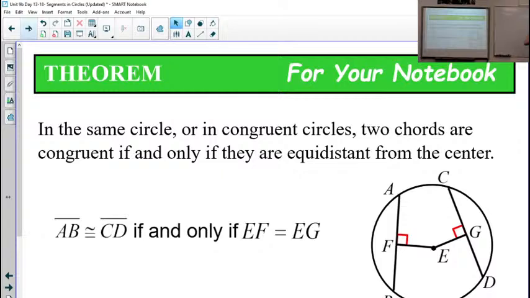In the same circle or in congruent circles, two chords are congruent if and only if they're equidistant from the center. There's our if and only if again, which means that the statement can go both ways. So two chords are congruent means same distance from the center. And that can work the other way around too. Same distance from the center means the chords have to be the same.